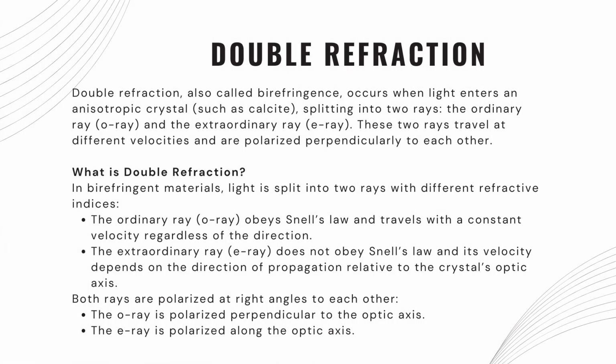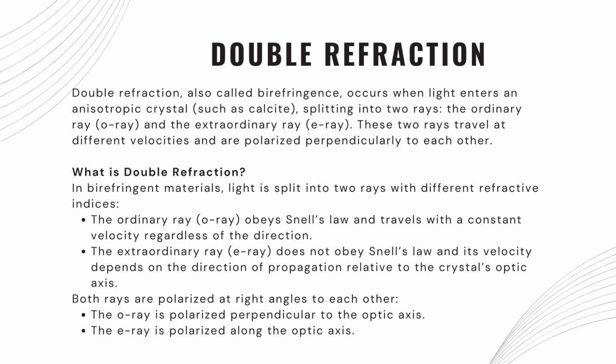Double refraction, also called birefringence, occurs when light enters an anisotropic crystal such as calcite, splitting into two rays, the ordinary ray, O ray, and the extraordinary ray, E ray. These two rays travel at different velocities and are polarized perpendicularly to each other.